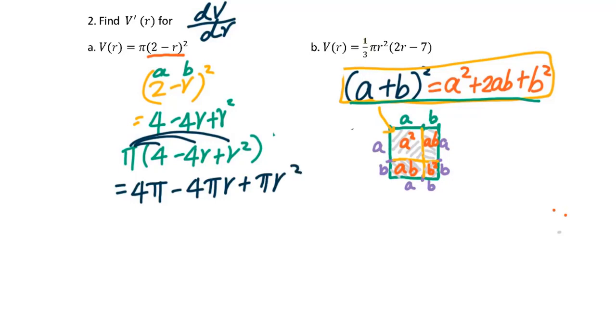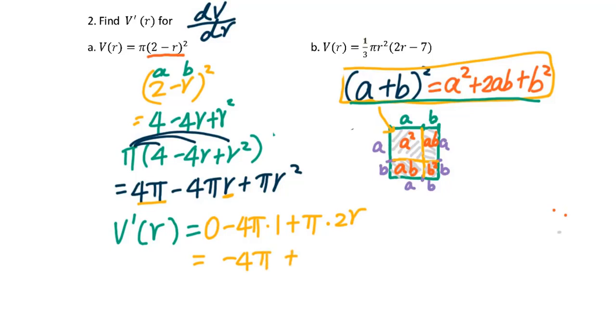Remember, this pi is a constant. Therefore, you will get v prime of r equals. Since pi is a constant, you will get 0 for the derivative of 4 pi. Minus 4 pi r, just like x, is 1. The coefficient is negative 4 pi times 1, plus pi stays. This r squared will be 2r. Therefore, you get negative 4 pi plus 2 pi r.